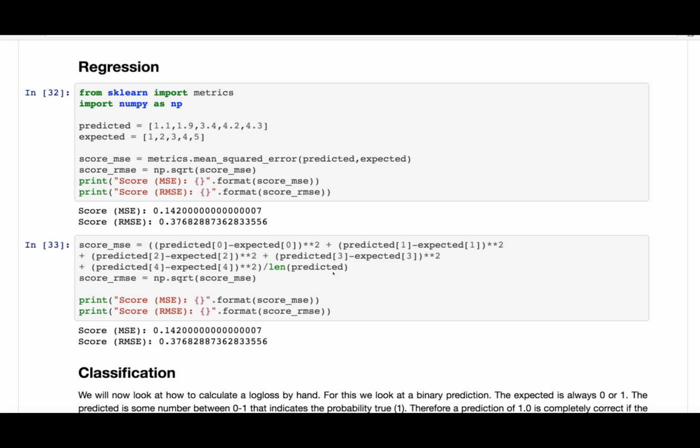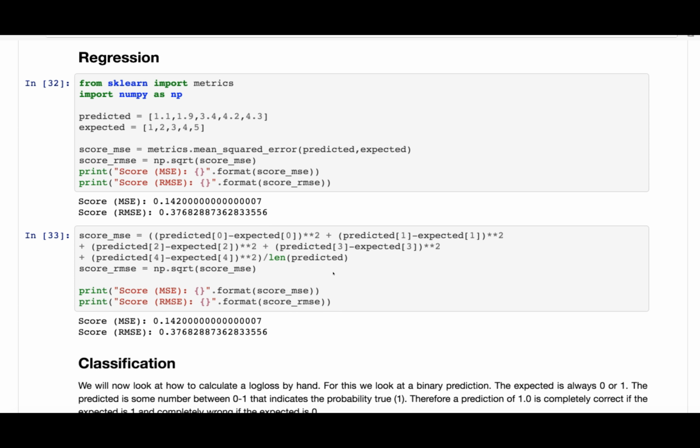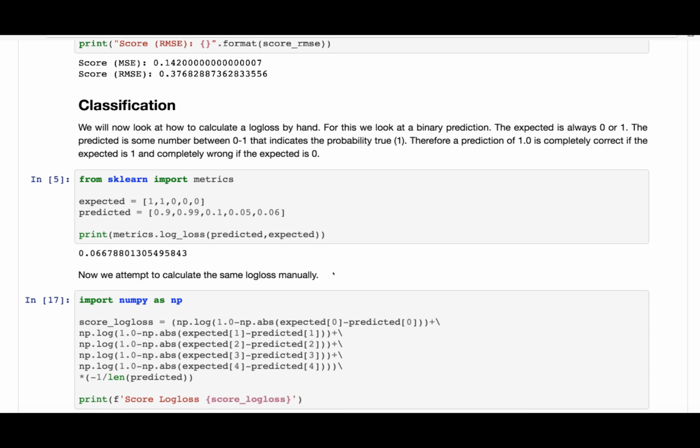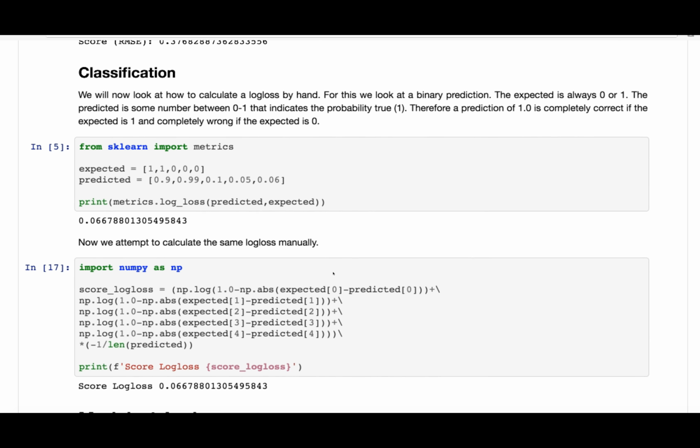So it's kind of like an average where the squares are being used to negate the signs, for one thing. And it can also be easier to take the derivative of those squared terms than the absolute values for training purposes. For classification, we're doing a similar sort of thing, except we're using the LogLoss.